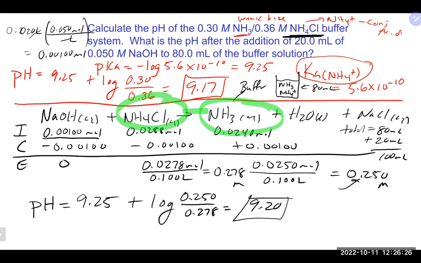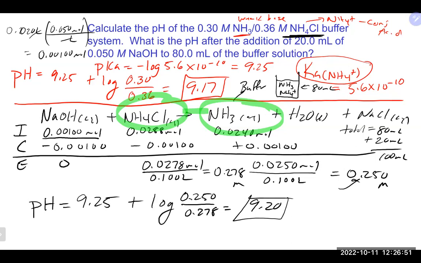So obviously you need to understand how a buffer works to maintain the pH. You need to be able to write these equations as you add acid or base to the buffer. And you need to be able to calculate the pH of a buffer before you do anything to it, and then after you add acid or base to it. Any questions on how to do any of that calculations there? Okay, so that's one big topic down.